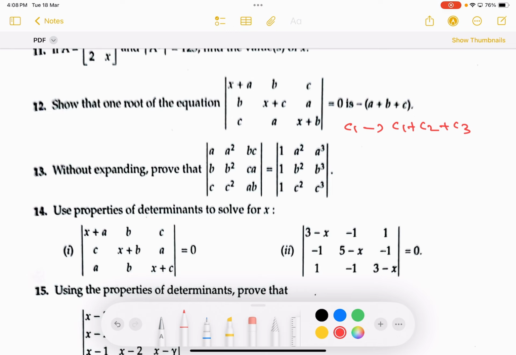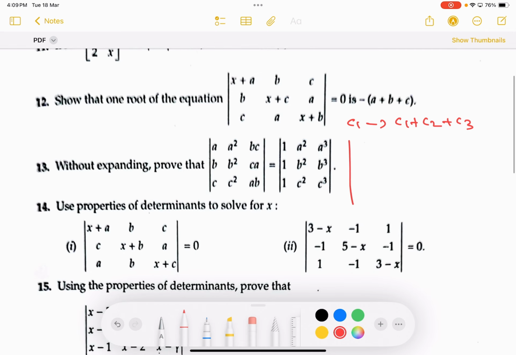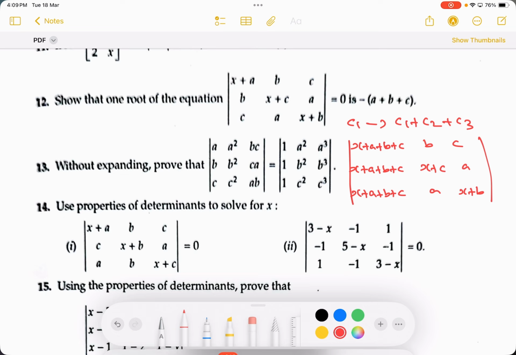Column 1 is column 1 plus column 2 plus column 3. What will happen? X plus a plus b plus c. This will be bc. Here also x plus a plus b plus c. This is x plus c. This is a. Here x plus a plus b plus c. And here a. Here x plus b. Right? Okay. Now you can take x plus a plus b common out.